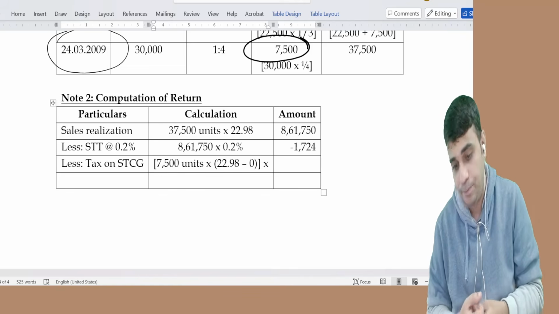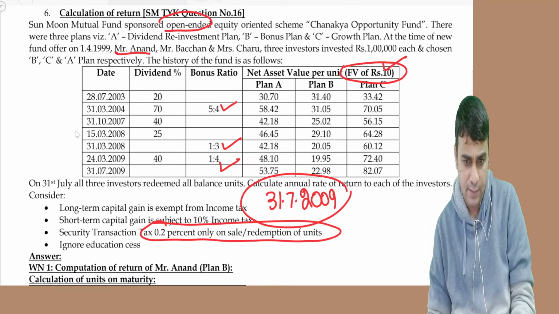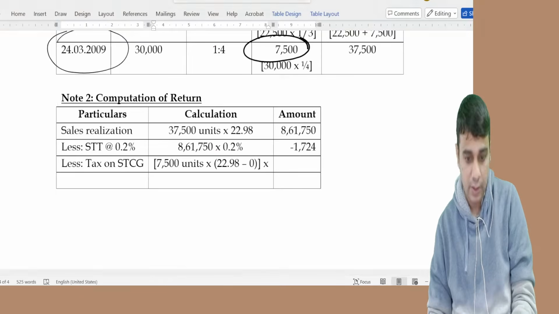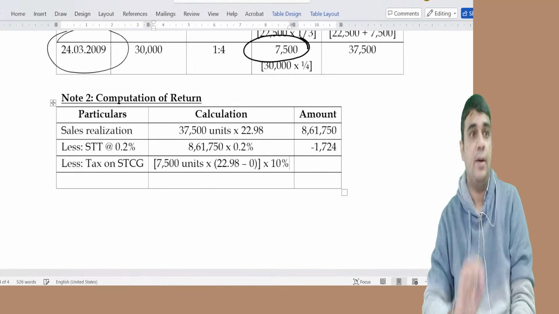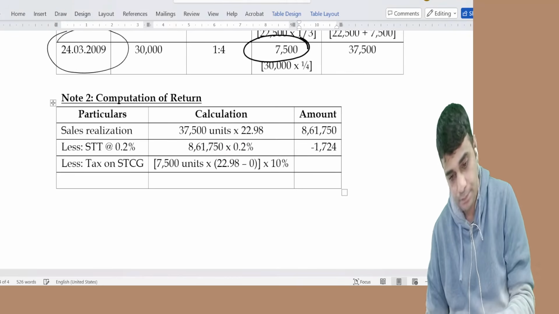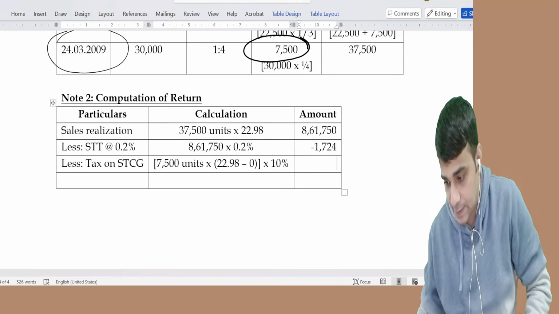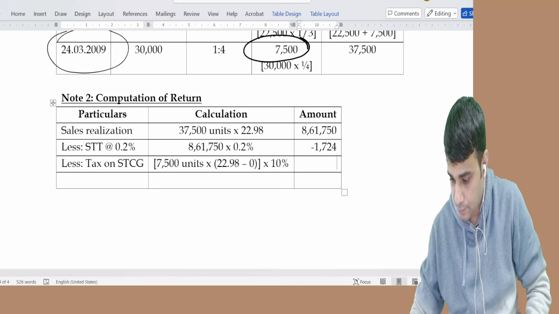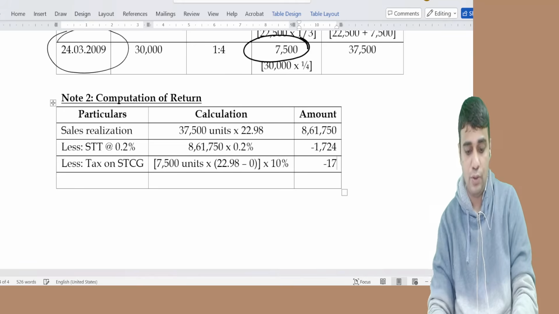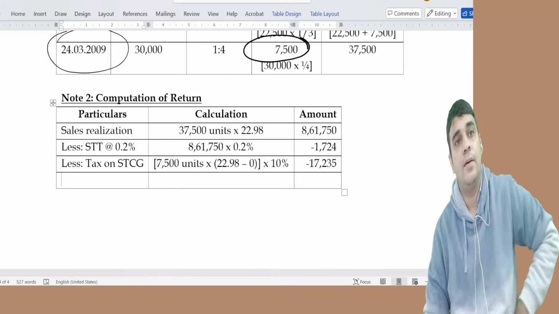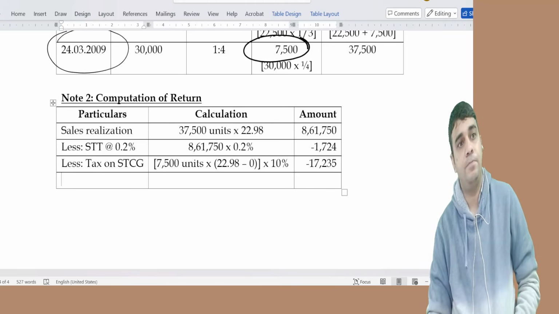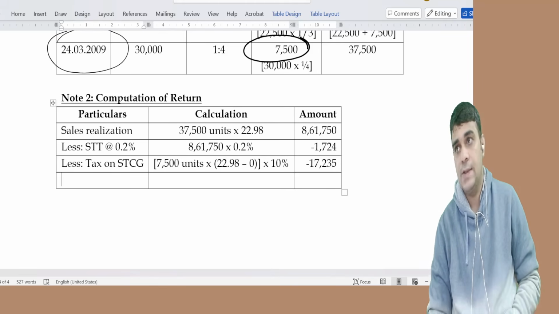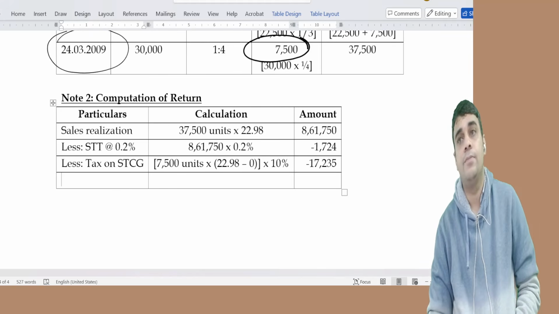What is the tax rate for capital gain? Subject to 10% income tax. That comes to 17,235. Clear? Any doubts on this?